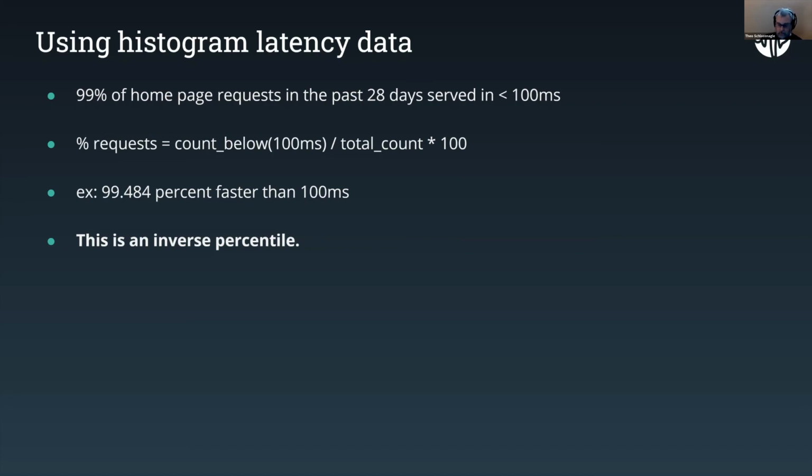Also, remember that if you do not set all of your bin boundaries for all of your services the same, there's no way to add those histograms together. You just can't do it. They don't line up, so there's no good way to add them.